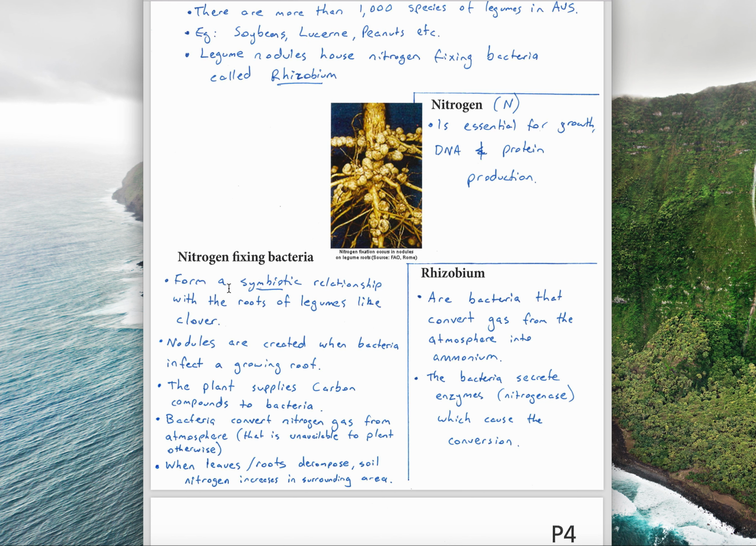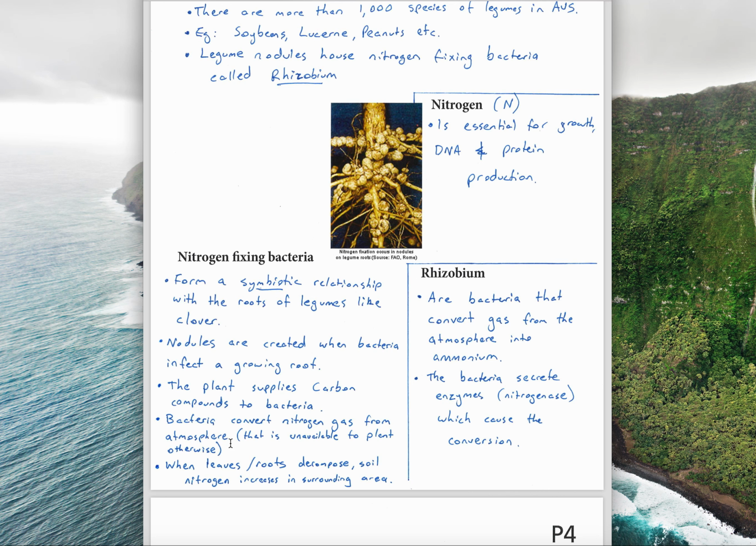So nodules form a symbiotic relationship with the roots of legumes like clover or these other examples we gave up here. Nodules are created when bacteria infect the growing root. Either the bacteria, as I mentioned, is in the soil or it's put on the seed as a coating when you plant a legume. The plant supplies carbon compounds to the bacteria for it to grow, and the bacteria convert nitrogen gas from the atmosphere into nitrogen in the soil, because the nitrogen gas in the atmosphere cannot be used by plants directly. And so that's what makes legumes unique and their bacteria unique, because they can take the gas from the atmosphere, turn it into usable nitrogen in the soil, in the ground, that other plants simply can't do.